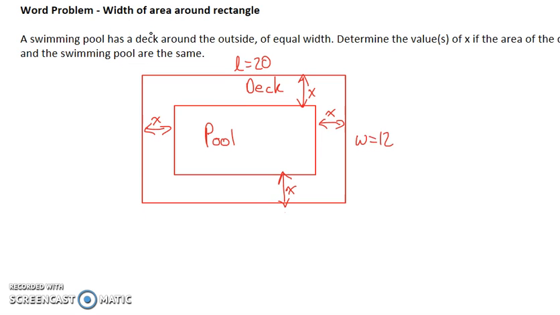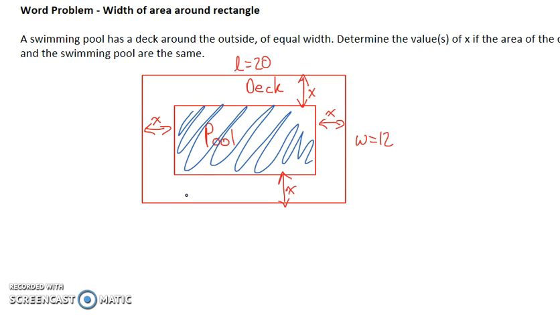So what we do in a situation like this is we want to write some type of expression in terms of the pool. So we'll call this A1, the pool is area 1. And we'll call the other area around the side area 2, A2. So how do we write an expression in terms of the pool? Well, we go A1 is equal to length times width.